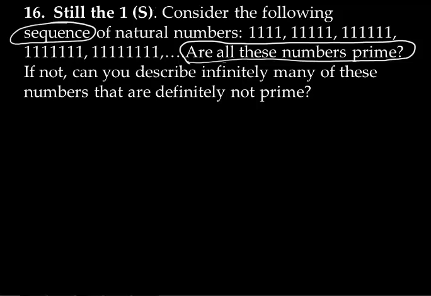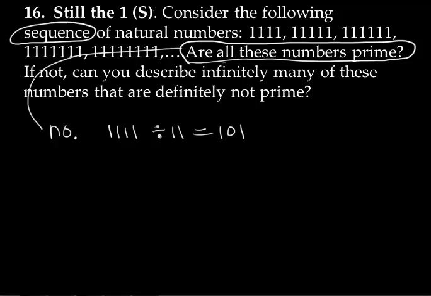And in fact, look at the very first number. The answer to the first question, no. In fact, just the very first number, 1111, is divisible by 11. Divided by 11 is equal to 101. You could see right away the alternating sum of the digits here is 0. So it's divisible by 11. They are not all prime.